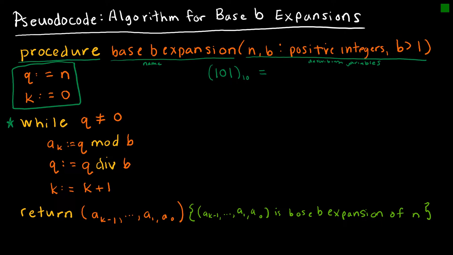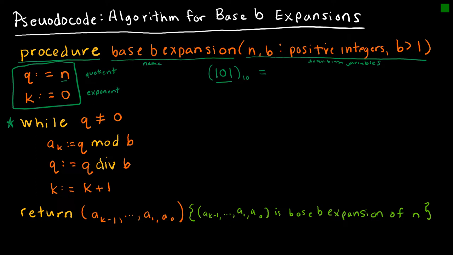And I also know that my starting point for q, and q is my quotient, is going to be n. And remember, n is the value that I'm starting with. So in this case, n would be 101. And k, which is actually our exponent, is going to start at 0.